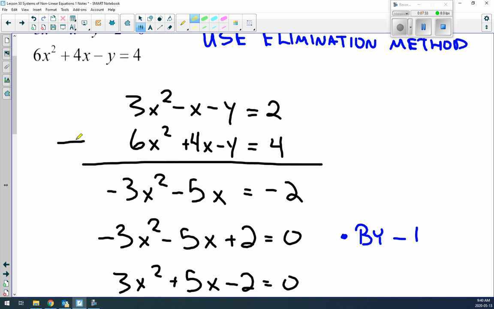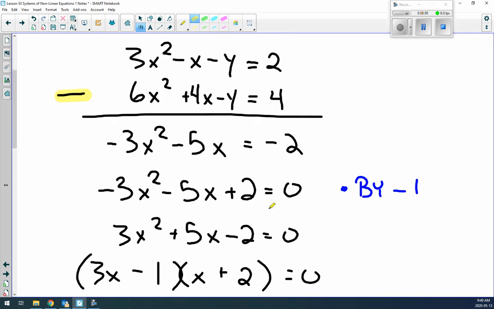Now, you got to be careful when you're subtracting. That subtract goes with everything. So it's 3x squared subtract 6x squared, negative 3x squared. Then it's negative x subtract positive 4, which is negative 5x. Then it's negative y subtract negative y, they eliminate. 2 subtract 4, which is negative 2. Now, don't make that mistake, right? That subtract goes with the whole thing. If you have trouble, you could do addition, but then you'll just have to change one of these things. Like you could either change the bottom one by multiplying by negative 1 or something like that.